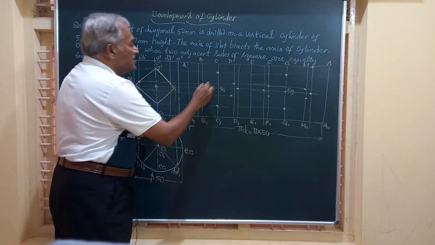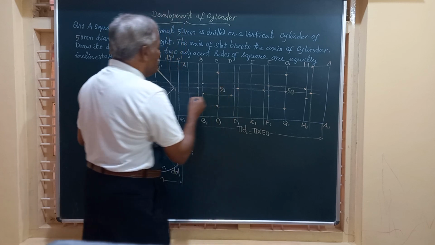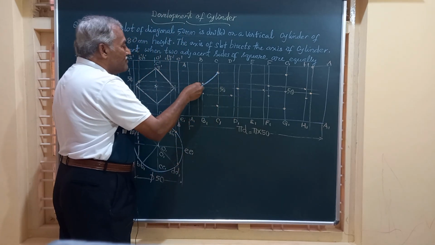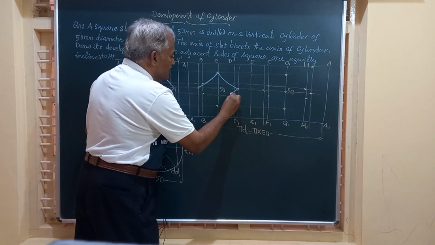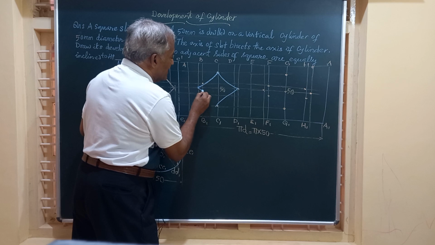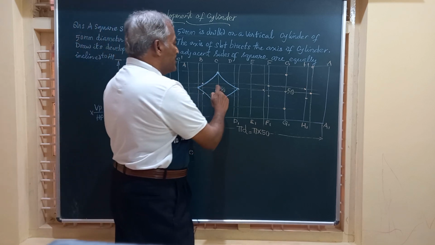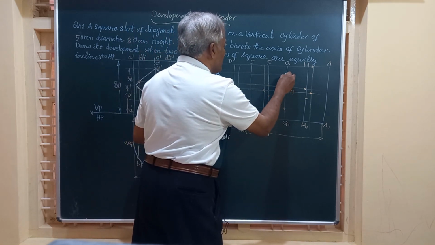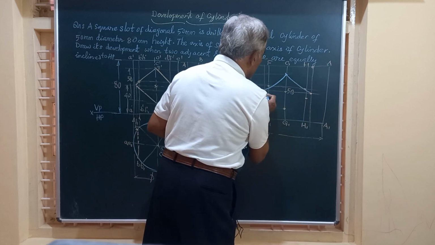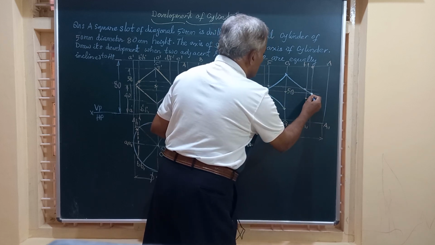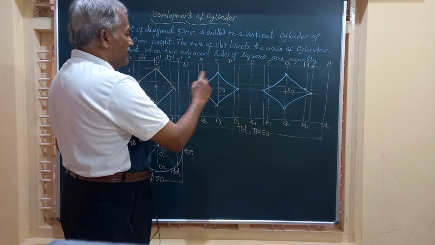And these points, whatever you got here, are to be joined by a smooth continuous curve. So friends, I am going to join like this. This I am going to join. Again this point. Friends, this is how it will appear. Same photocopy you are going to get here also. Friends, this is how you will get the development.